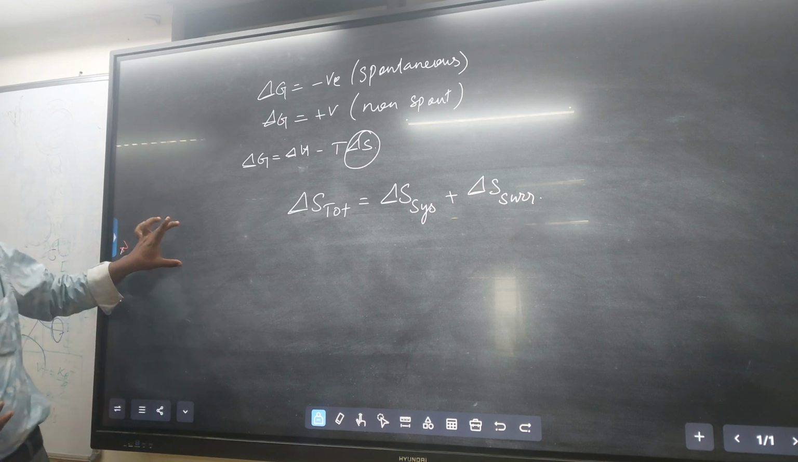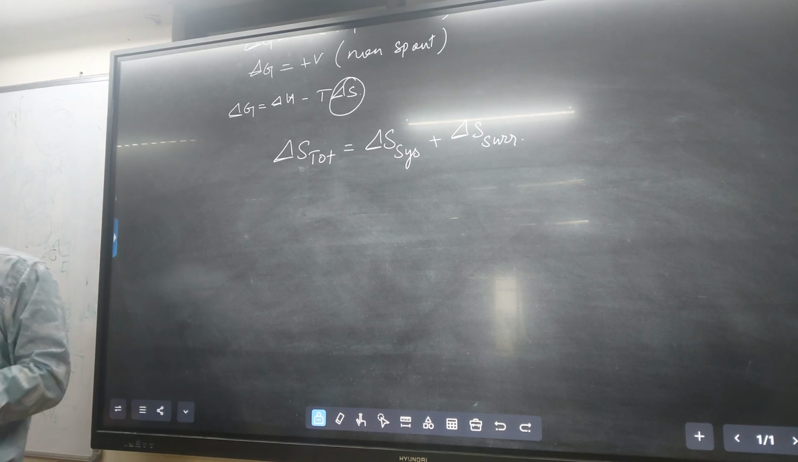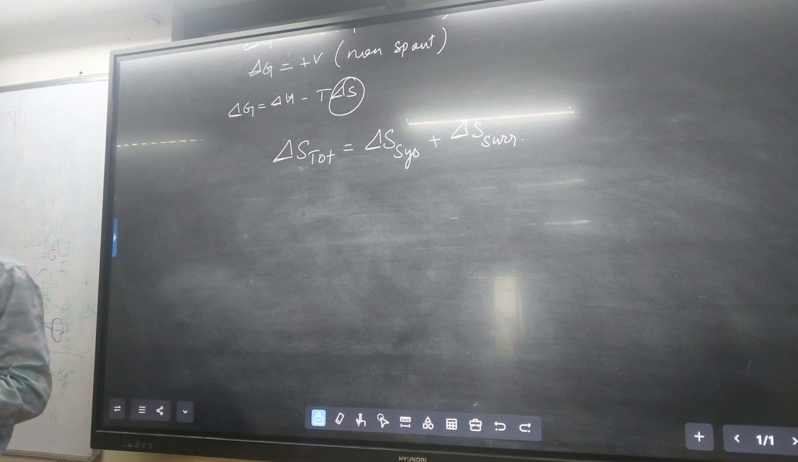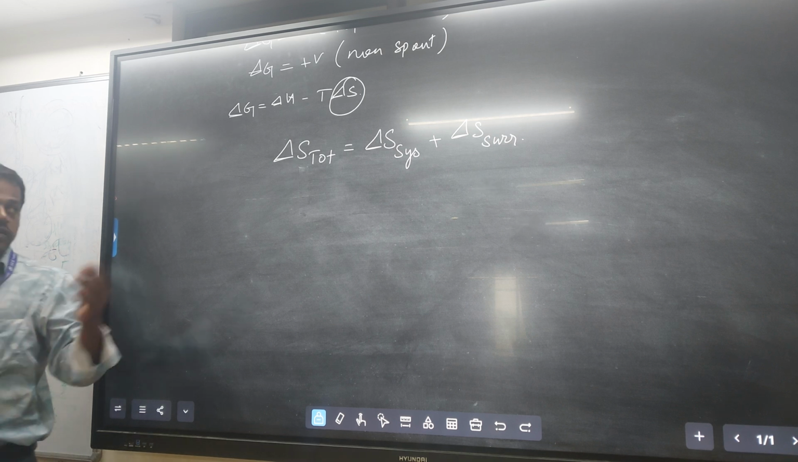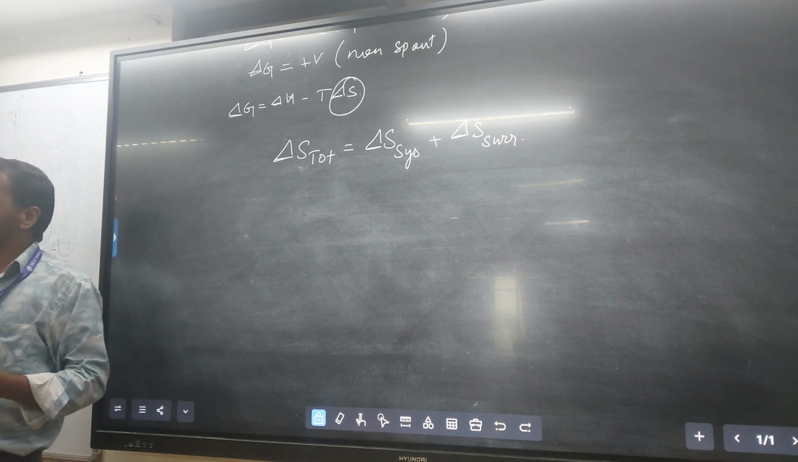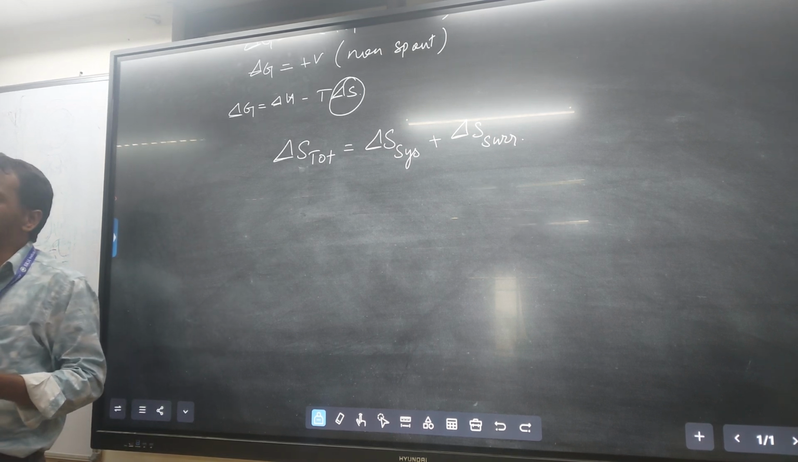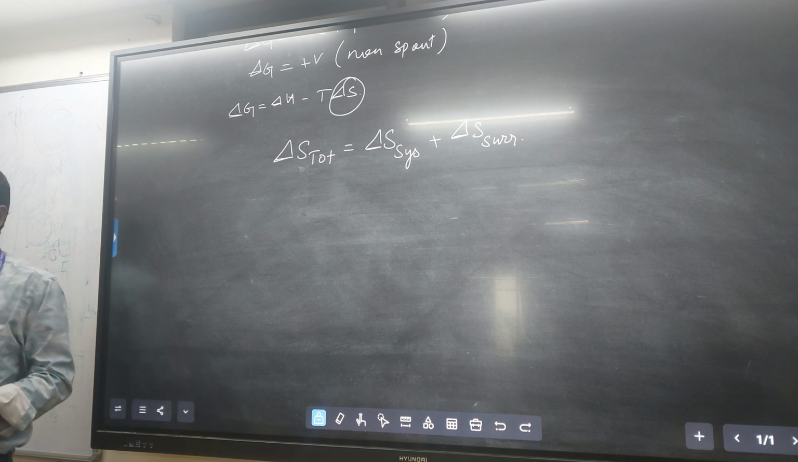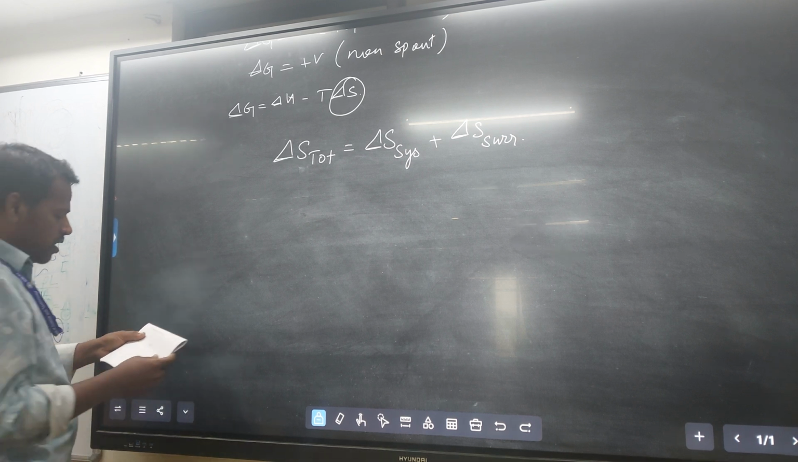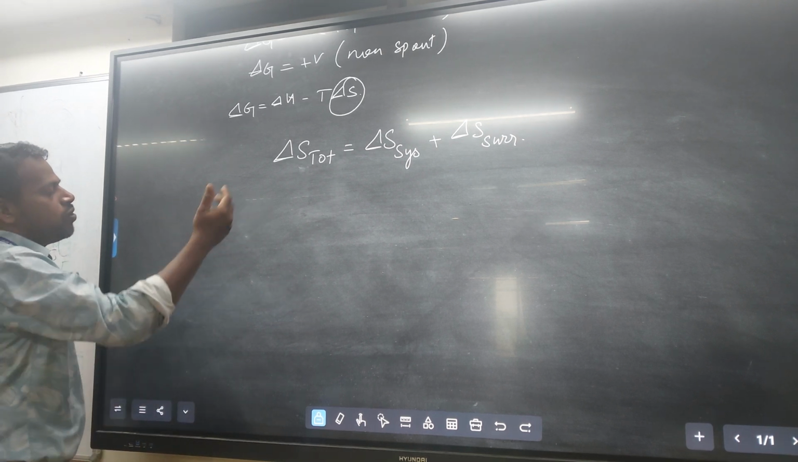That's why I told you before, in the first law of thermodynamics we discussed only enthalpy and internal energy. After the second law, we discussed entropy, Gibbs free energy and Helmholtz free energy. So what is the Helmholtz free energy, or Helmholtz work function, and what is its significance?